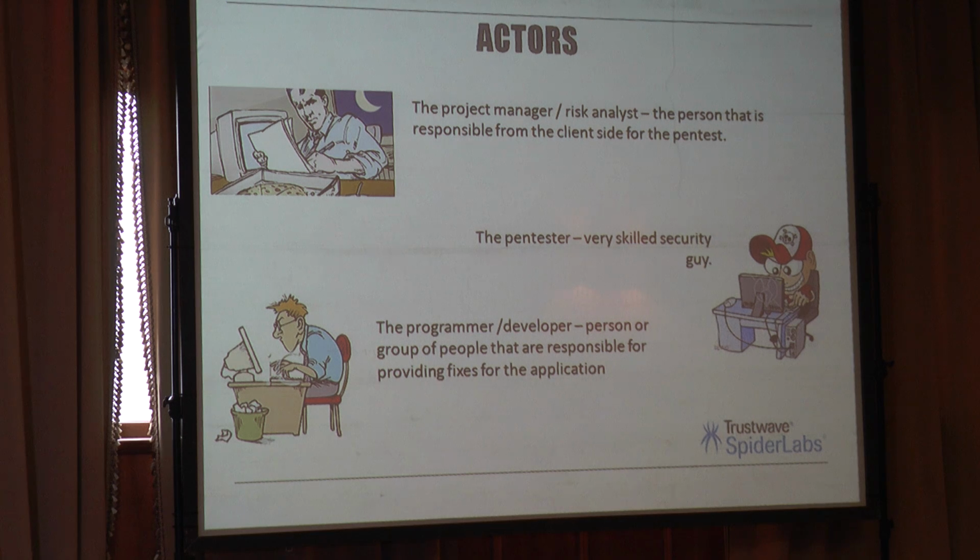Okay, 3 kinds of people will be in this presentation. The first kind is the project manager, risk analyst, or I don't know how it's called in different corporations, different companies. Generally, this is the person responsible on the client side for the pen test, for managing it, scheduling it, and everything that's going on around it on the client side. Then we have a pen tester, generally the very skilled security guy. And we have some programmers, developers, or the company that is creating the software and is responsible for creating and fixing the bugs.